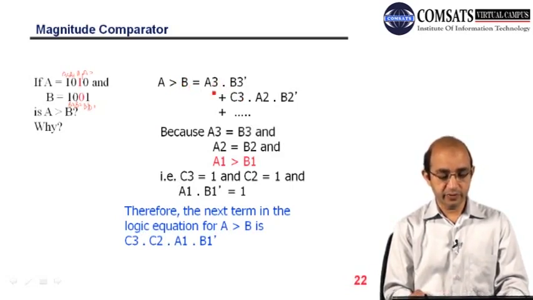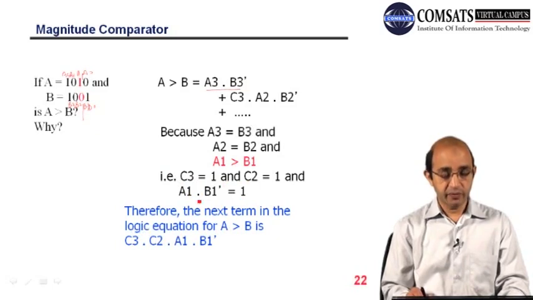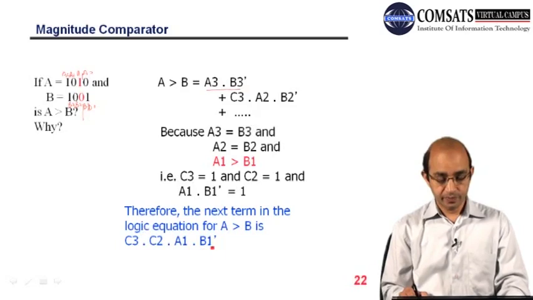Here you can see this first term we already know, and then we have C3 dot A2 dot B2 bar. A3 is equal to B3, and A2 and B2 are also equal, but A1 is greater than B1. So C3 is equal to 1 because they are equal, and C2 is also equal to 1, since C3 and C2 are the results of those corresponding bits. And then we have something different: A1 dot B1 bar is equal to 1. So the next term in this equation for A greater than B is C3 dot C2 dot A1 dot B1 bar.